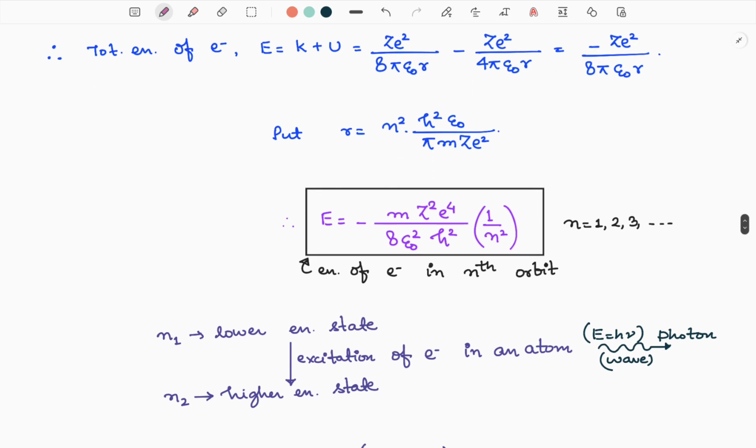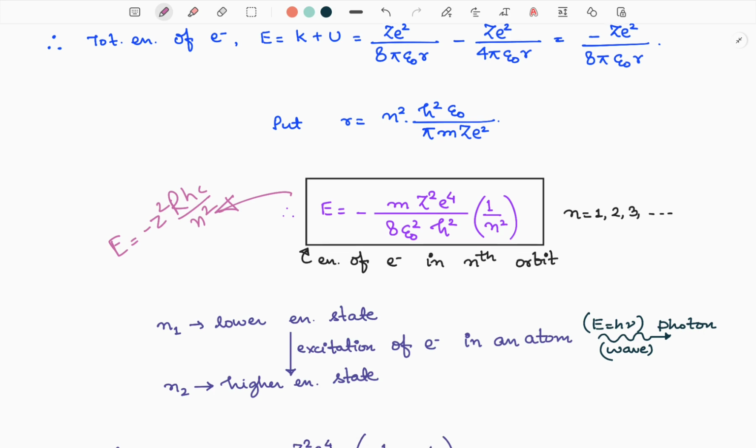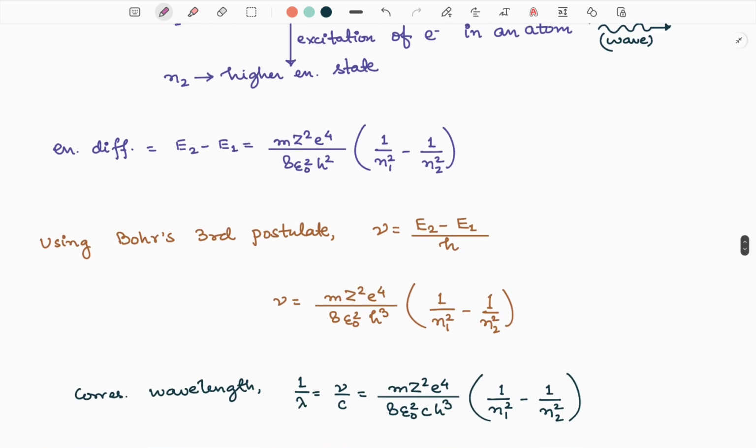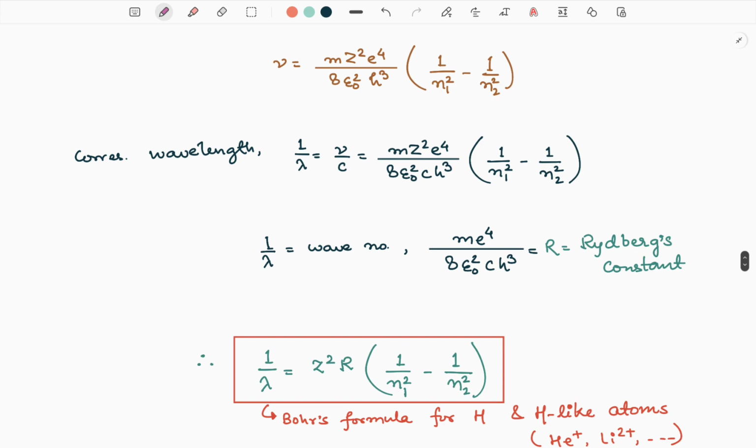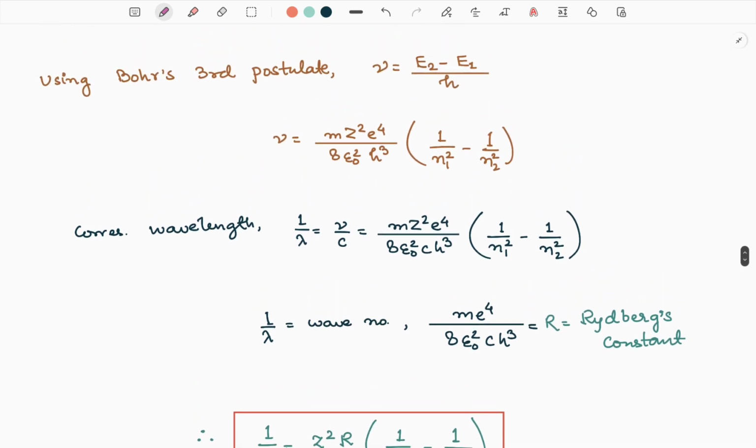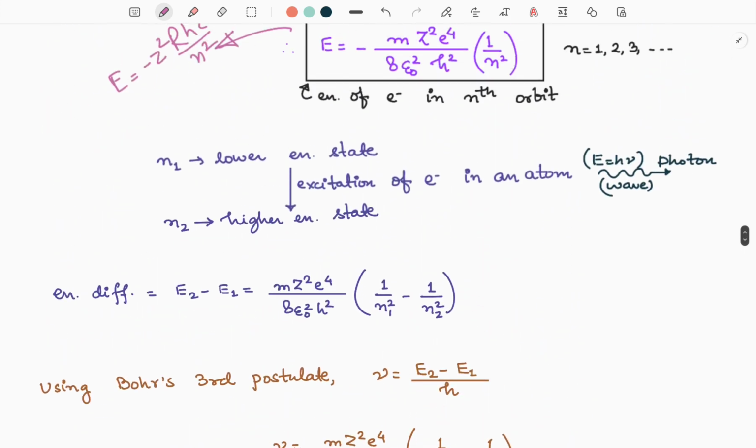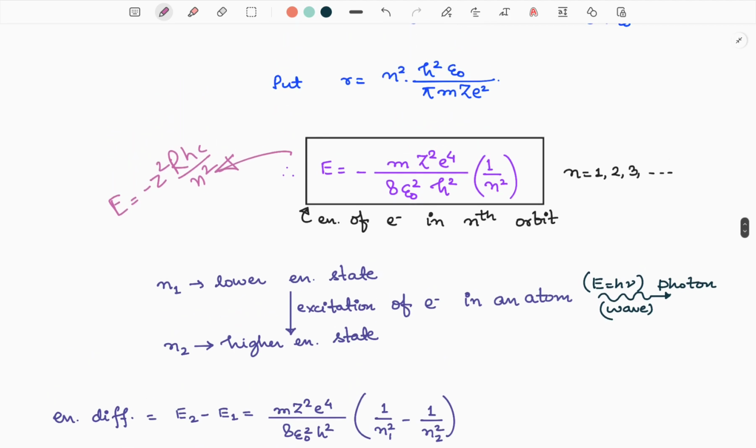One thing you have to keep in mind here: later I will show you that this expression can be simply written as E is equal to minus Z square Rhc upon n square. So what is R here? R basically is known as the Rydberg constant. Its value can be calculated using this expression: m e to the power 4 upon 8 epsilon naught square c h cube. Let us come back to this expression first.